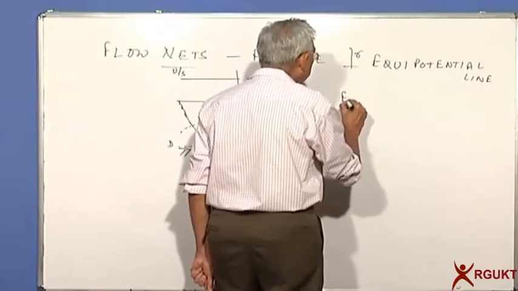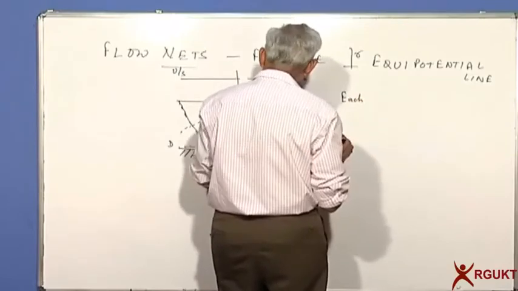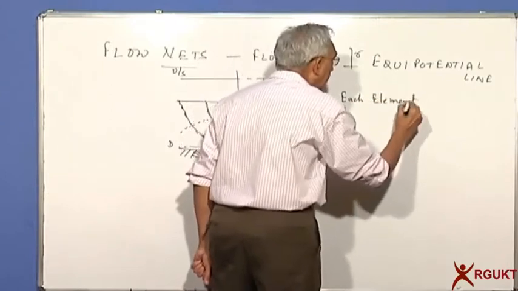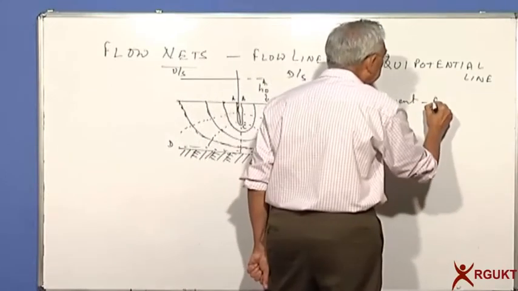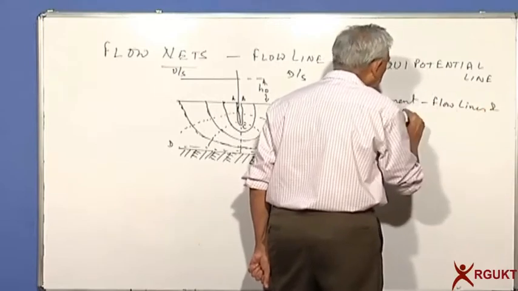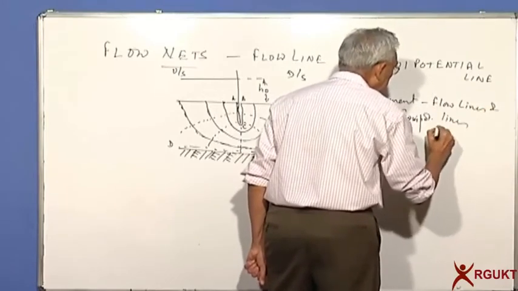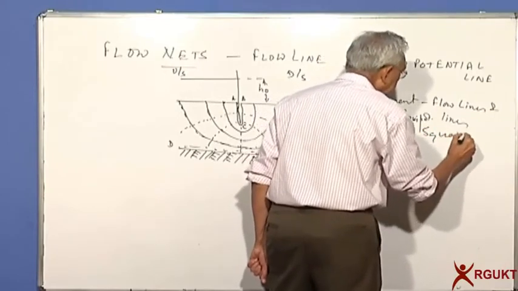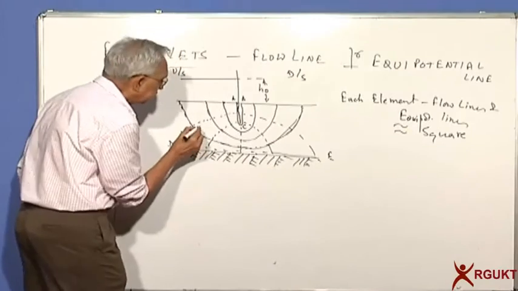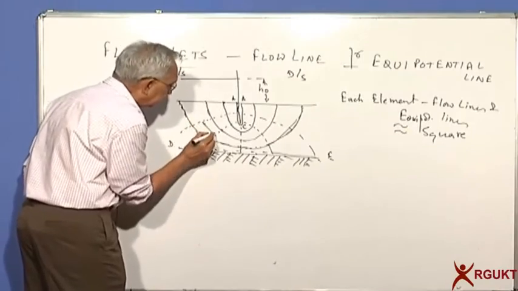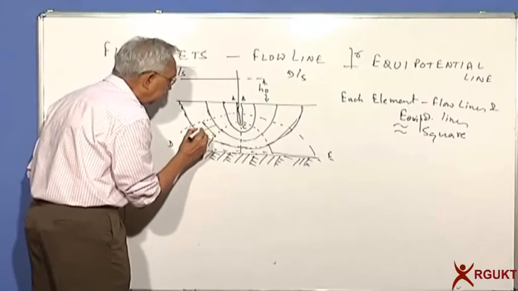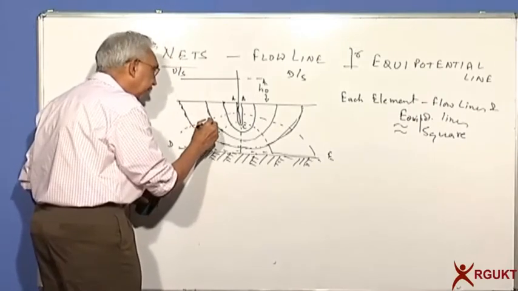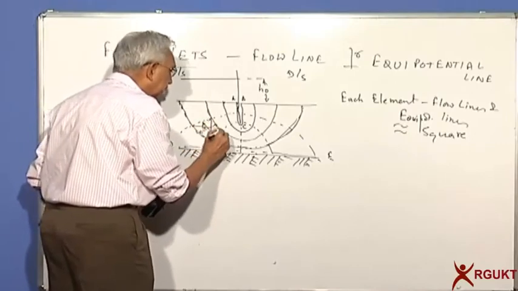So each element formed by flow lines and equipotential lines should be approximately a square. I don't mean exact square shape. What I mean is that if I take this distance, let's say I call B, it is equal to the same. These two, or you can say the diagonals, are approximately the same.